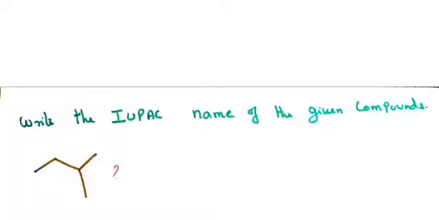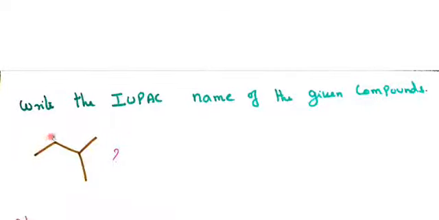Next, the IUPAC name for the given compound. Here, first carbon, second carbon, third carbon, fourth carbon, and fifth carbon. Consider numbering not from here, because this is a guess. That is 1 CH3. So 1, 2, 3, 4. Four carbons means butane. In the second carbon, a methyl group is attached. So it is 2-methylbutane.